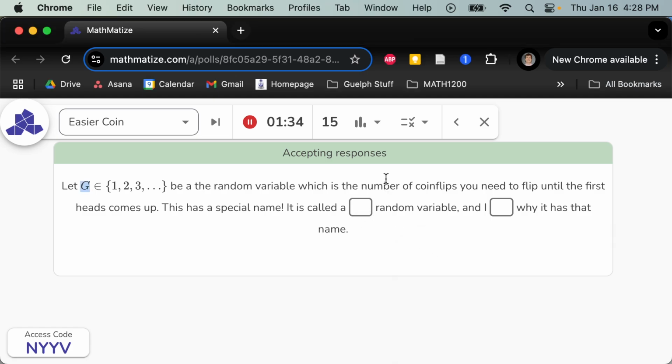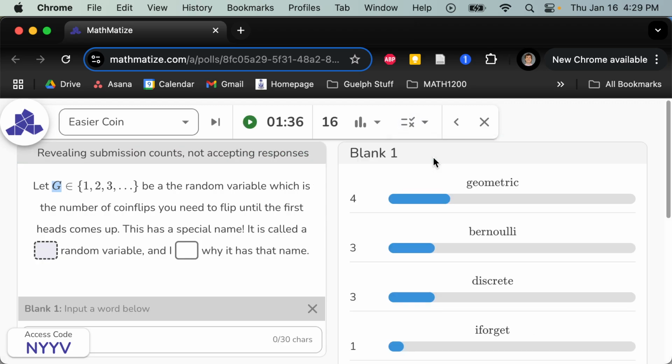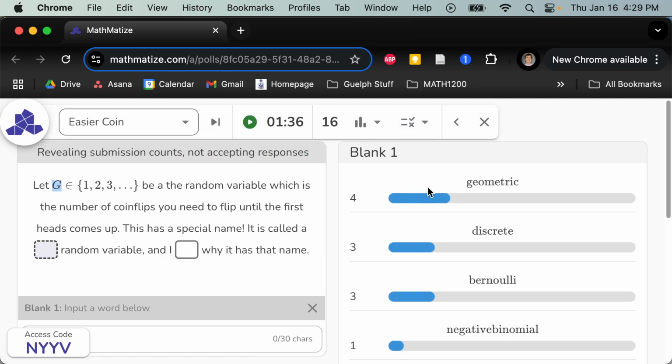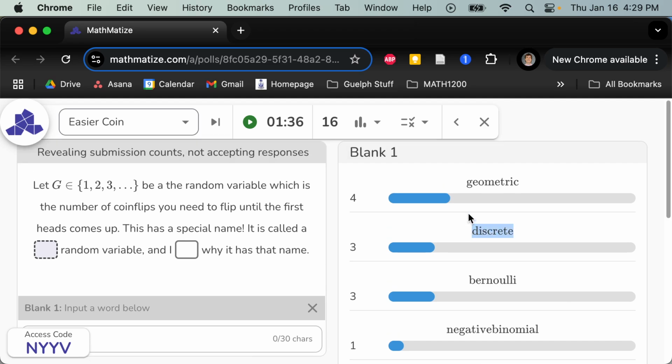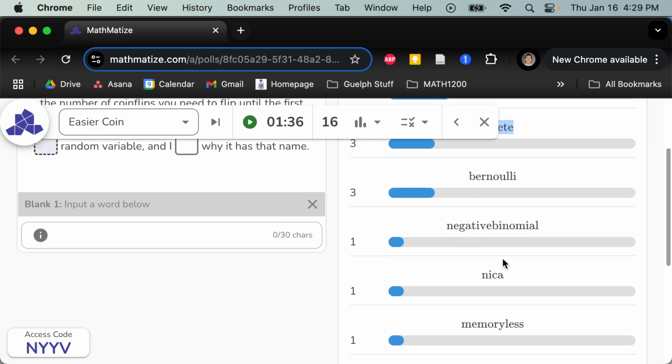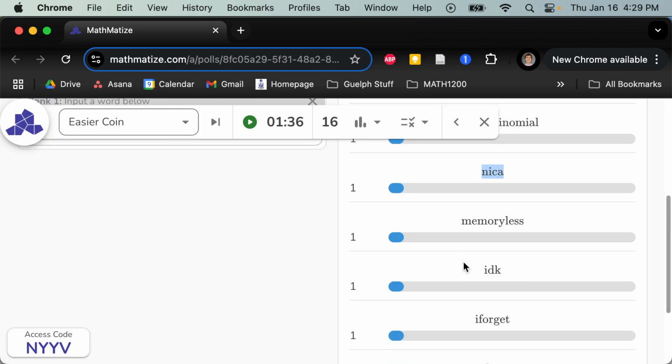Okay. What is the name of this random variable? Half the people are on geometric, some people are on Bernoulli, some people are on negative binomial. I'll say discrete. Discrete just means it is on like the integers or something. Discrete and continuous are types of random variables. That's not the name of the random variable. So some people think it's one thing, some people think it's the other one.